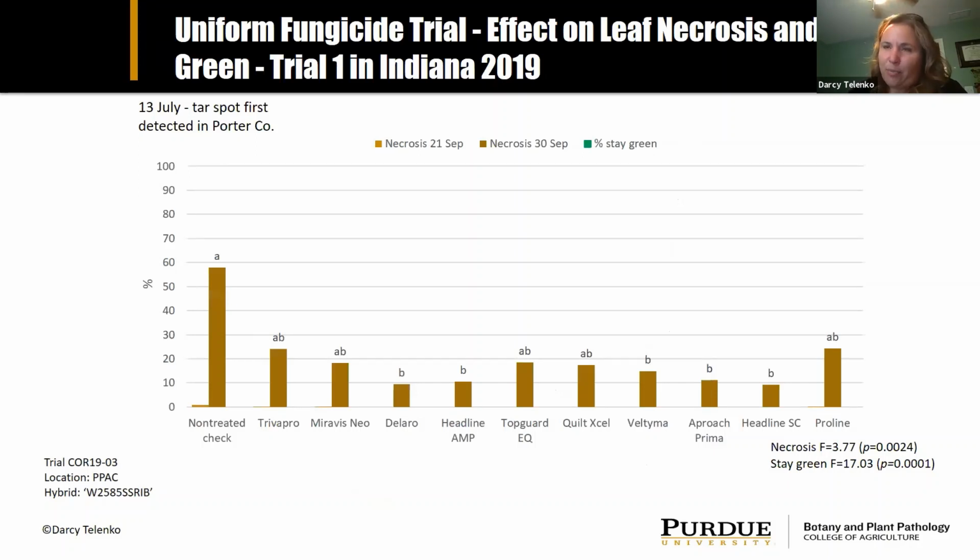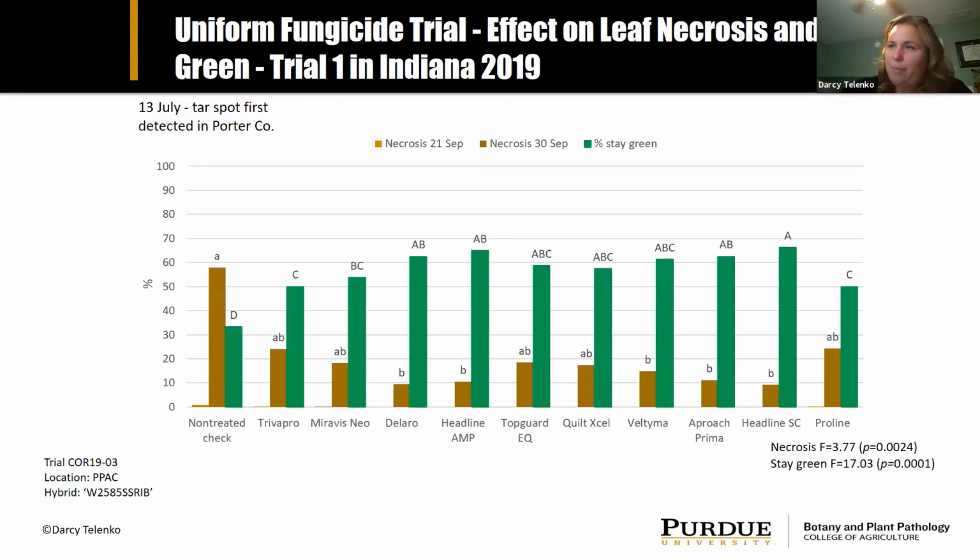So again, the idea is we're protecting the ear leaf tissue and above. This is looking at necrosis, how rapidly the necrosis occurred. So again, we had almost 60% of that plant necrotic. Our fungicides helped them stay green longer. Or the opposite, we were 30% green on our non-treated check, and the fungicides helped it continue to stay green to finish that crop to get it to black layer.